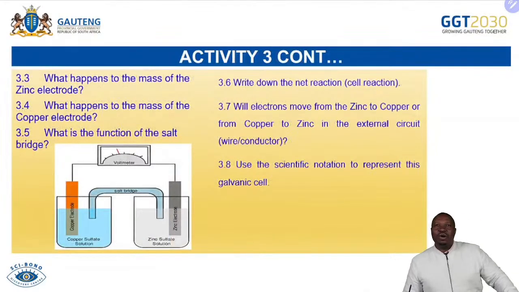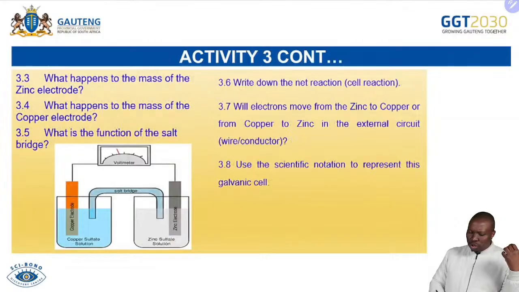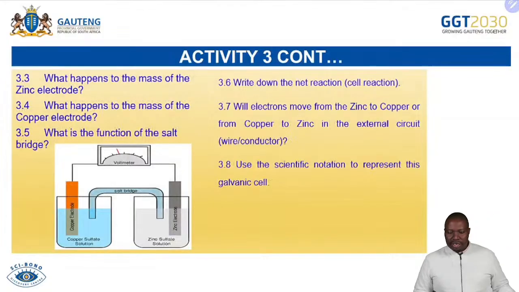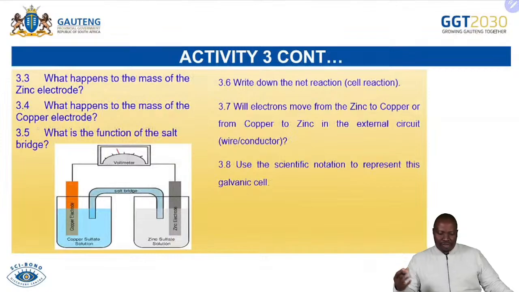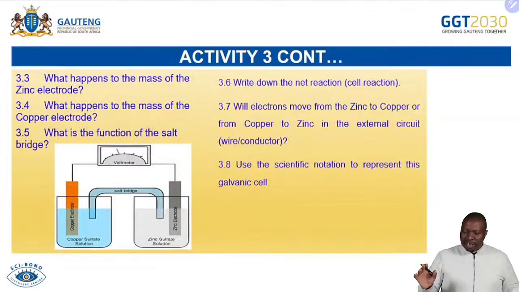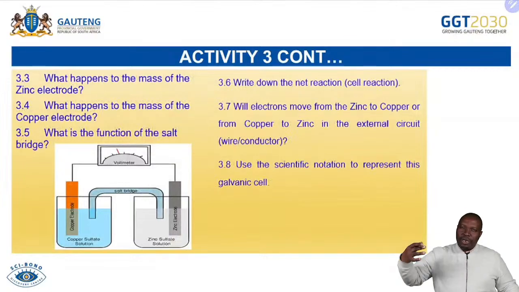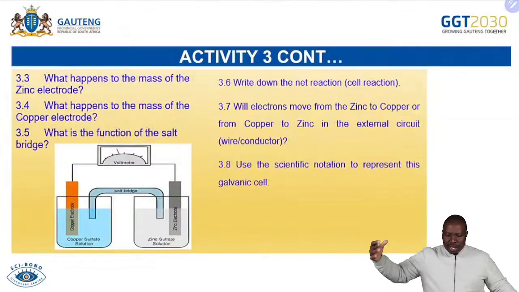What happened to the mass of the zinc? Remember, zinc is in the anode, and we said the anode will decrease in mass, so the mass will decrease. What will happen to the mass of the copper electrode? Definitely it will increase, because there is copper 2 plus gaining electrons forming copper.